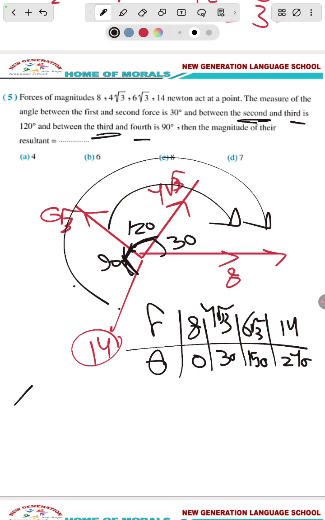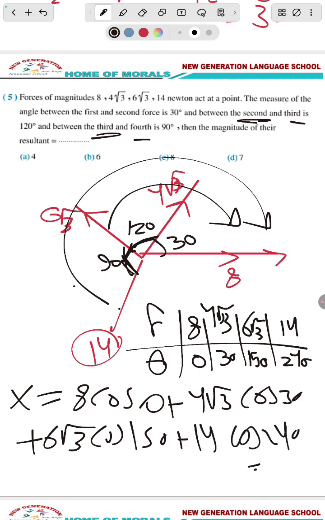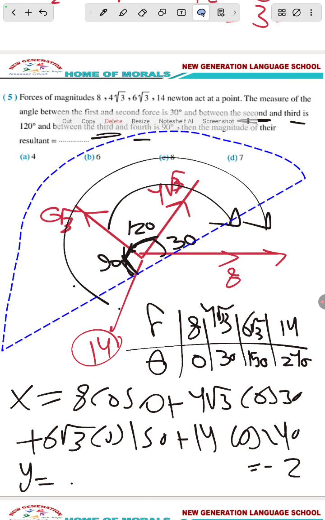So we can get x equal 8 cosine 0 plus force cosine angle, 4 root 3 cosine 30 plus 6 root 3 cosine 150, sorry, and the last one 14 cosine 240. It will be, by using calculator, -2, and y equal 8 sine the angle, 8 sine 0.